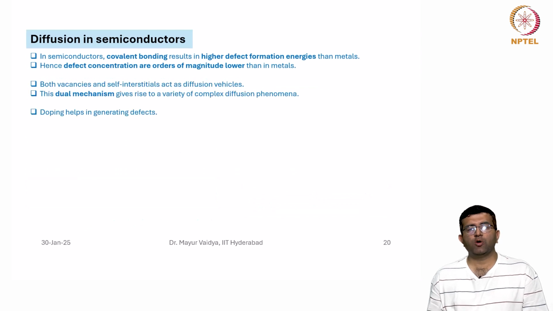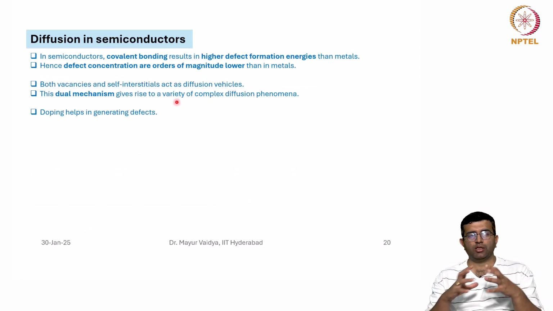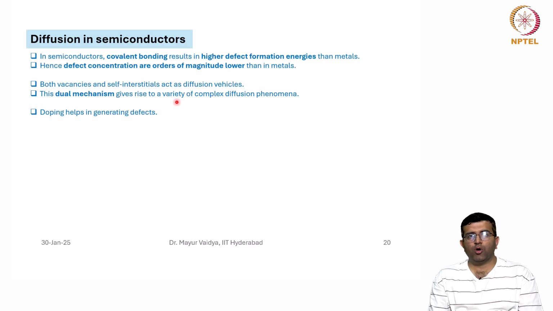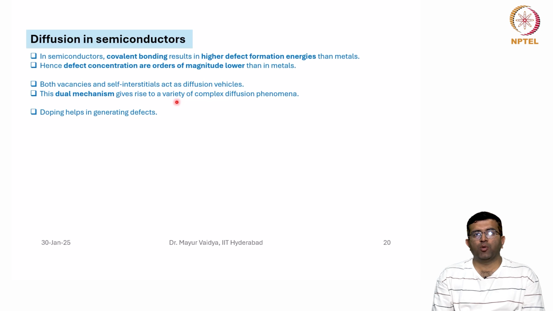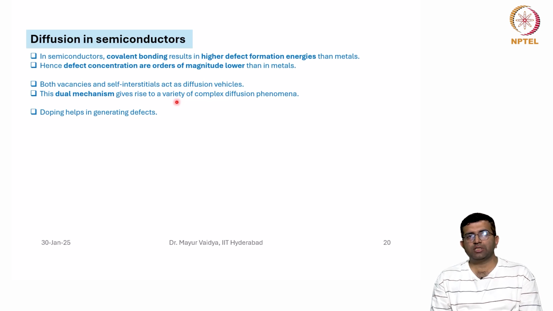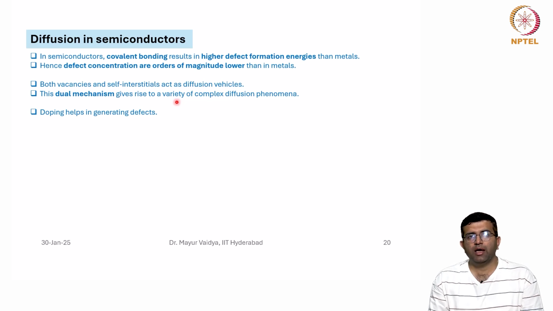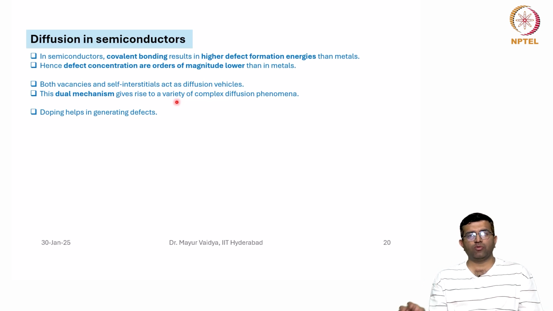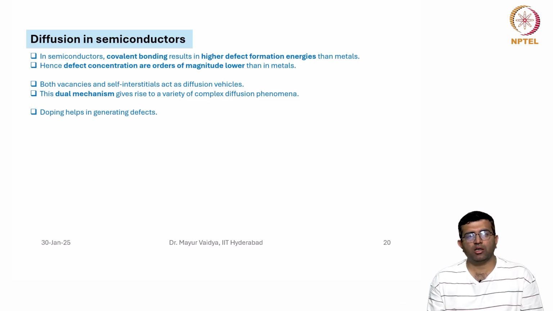We also talked about diffusion in semiconductors, where the covalent bonding results in higher defect formation energies than metals, and hence the defect concentrations are orders of magnitude lower than what you see in the metals. And both vacancies and self-interstitials act as diffusion vehicles, and the dual mechanism gives rise to a variety of complex diffusion phenomena. Then doping is a common phenomenon in the semiconductors.